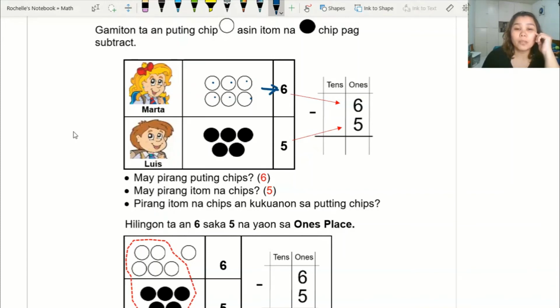And then, it's written as the number above. If you are going to write that in column, this is the number written above. And then the black chips mean these are the candies given to Luis, which is 5. And then, this is written below the 6. So, it means from 6 candies, 5 were taken away. So, perang itim na chips ang kukunin sa puting chips. It means kukunin yung partner por partner.